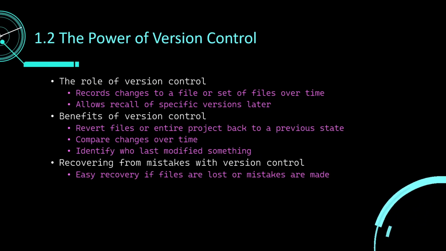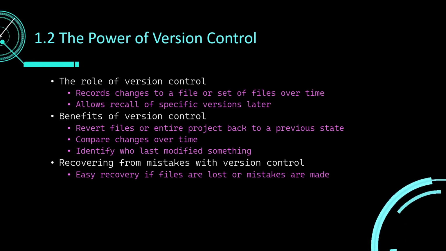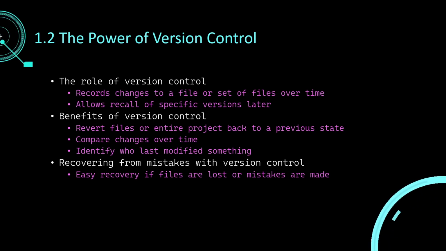Okay, so let's talk about the power of version control. We can think of version control as something that keeps track of the changes to the files or even a whole bunch of files over time. And what this actually means is we can go back to any specific version of our work or somebody else's work whenever we need to. So imagine we work on a big project and we wanted to see what that project looked like a week ago. Well, version control would make that possible.